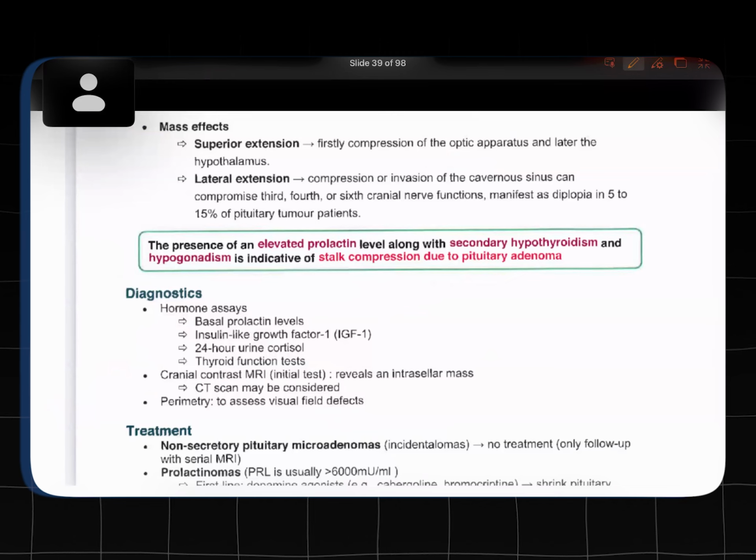It can cause mass effects. The presence of secondary hypothyroidism and hypogonadism is because of stalk compression with pituitary adenoma, and there you require surgery.